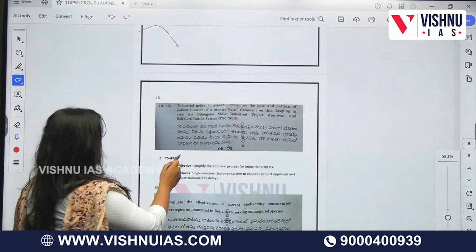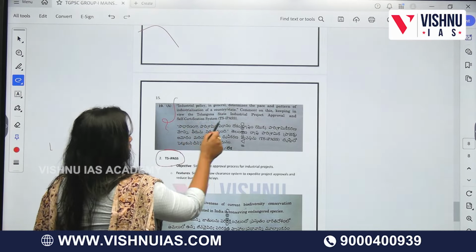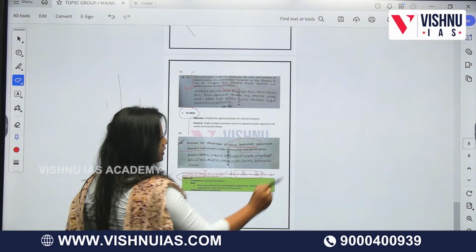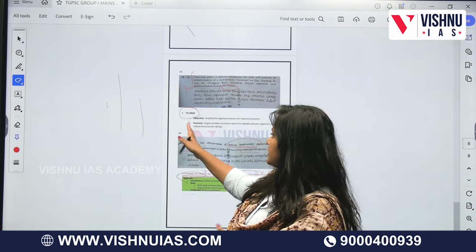Directly we asked in one of our test series on the Telangana State Industrial Project Approval and Self-Certification System, TS-iPASS. We gave the model answer as well. Highlight the initiatives that can be helpful in making India a biodiversity champion and further improvements. Effectiveness of current biodiversity conservation strategies implemented in India in conserving endangered species. Likewise, we just picked up 16 of our questions which were asked in our test series and directly asked in the recently conducted Mains exam.